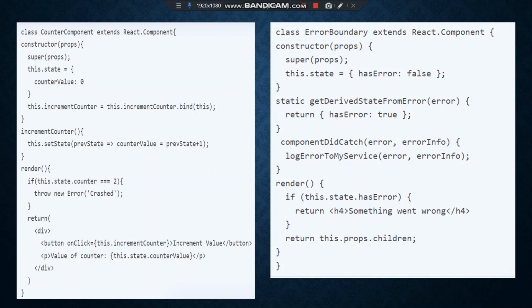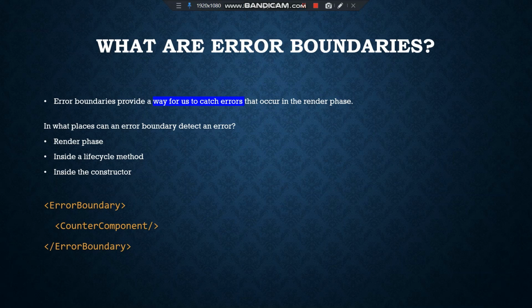Now let's talk about the second one, componentDidCatch. It logs the error information to an error tracking service. Now, with the error boundary, we can render the counter component where we want to catch the error in the following way. Here, you can see the counter component. You can put any other component where you want to catch the errors inside the error boundary.